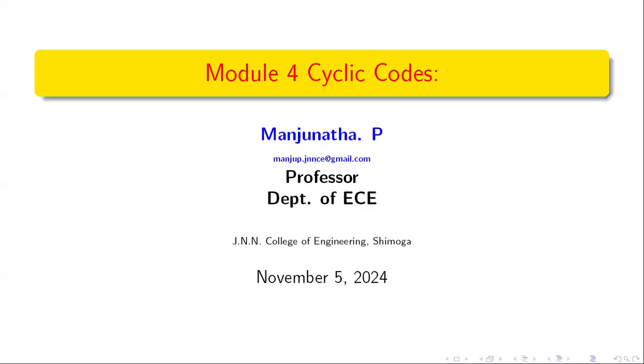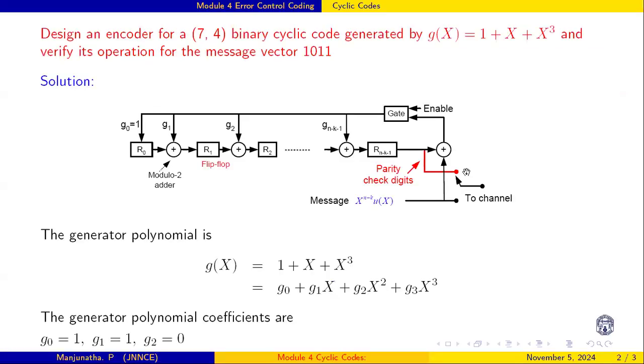In this video, I'm going to explain cyclic codes, how the cyclic code encoder works. Okay, so now we'll take one example here. Design an encoder for a (7, 4) binary cyclic code generated by a generator polynomial 1 plus x cube, and verify its operation for the message vector 1011. Meaning, for the given problem definition, we have to write the encoder here.